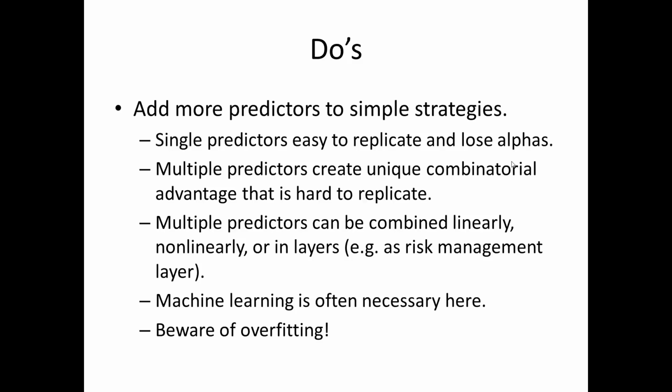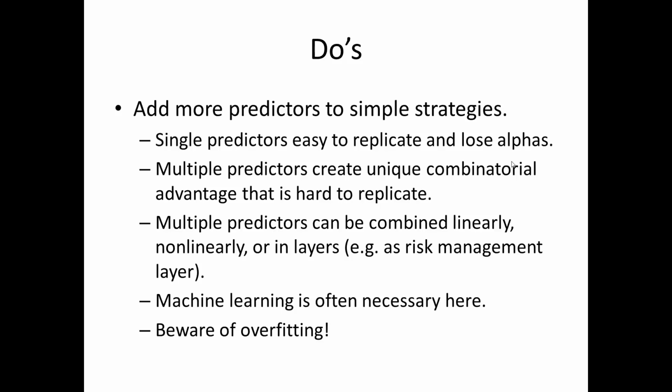And the reason why we want to add more predictors is that single predictors are easy to replicate and they lose alpha eventually. Even with a single predictor, as I said earlier, you can slow down the alpha decay by removing trades, right? But there's another way to prolong the life of single predictors, and that is to add multiple predictors. Now, going from 1 to n is a big step because of a combinatorial advantage, right?